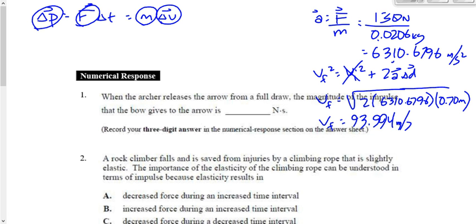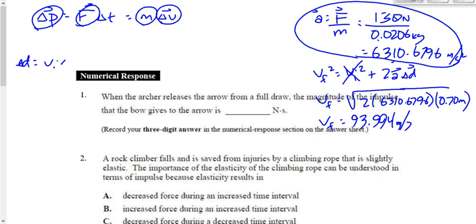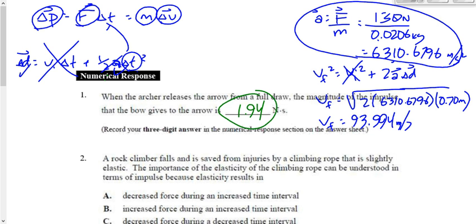There is one more thing you could do, though. Once you have A, you could have used D is equal to VIT plus 1/2 AT squared. This disappears because VI is 0. We know what this is. We know what this is. Solve for T, and then plug that into there. Guess what you get when you do it this way? 1.94. You better get 1.94. If you do it two different ways and both legitimate, then you better get the same answer.